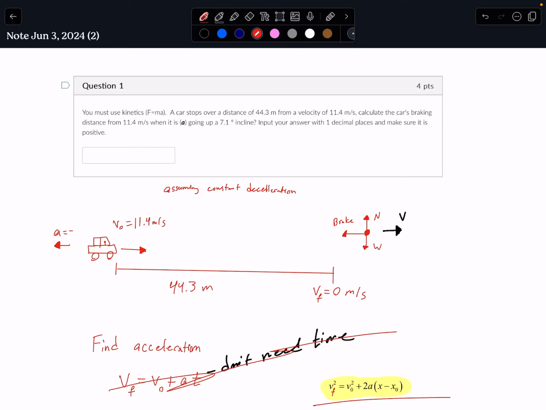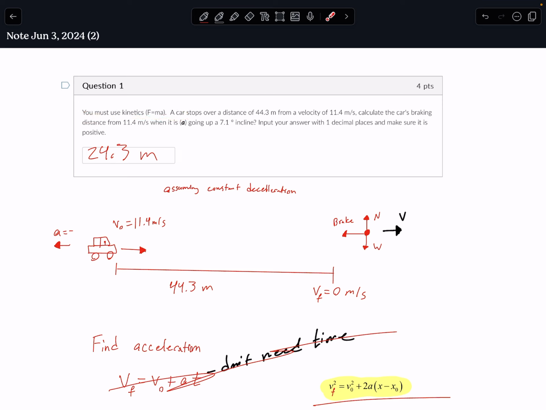Alrighty, so here we have the second kinetics quiz for Engineering 2030. One question only, but here is my explanation. We're going to use kinetics, F equals ma.